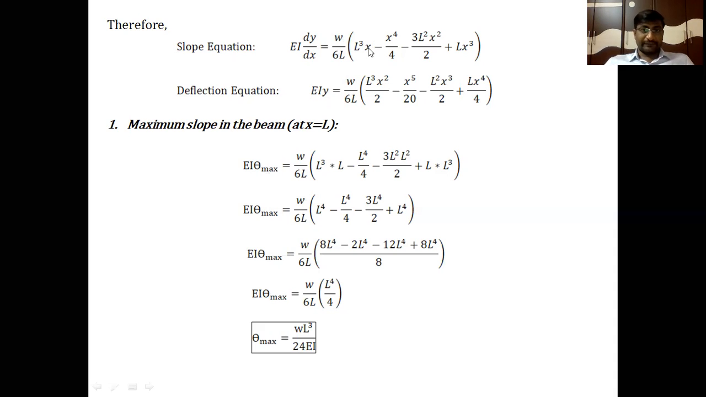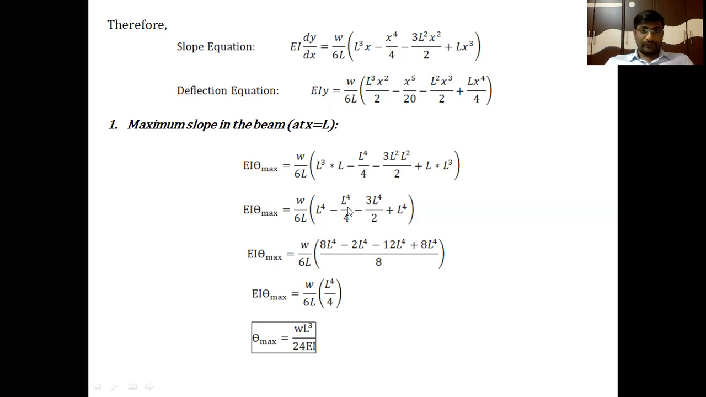In place of x, we are substituting the L value into this equation. So L cube into L minus L power 4 by L, minus 3L square into L square by 2, plus L into L cube. So L power 4 minus L power 4 by 4 minus 3L power 4 by 2 plus 3L power 4 plus L power 4. So from this, W by 6L into, 8 is the LCM for all the parameters.